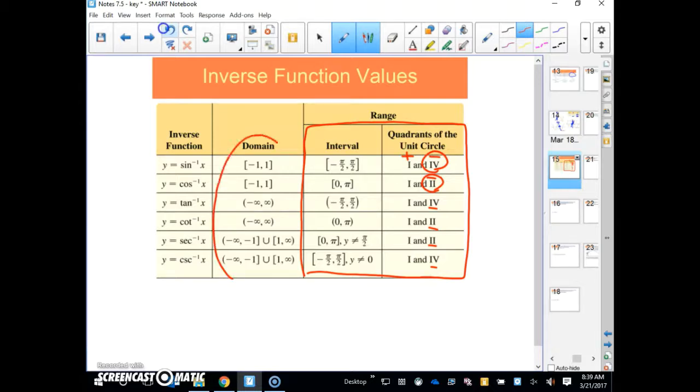It also helps to know that the domain is the input, and the range is the output. But I want this chart. I want this chart until I feel comfortable. Okay?